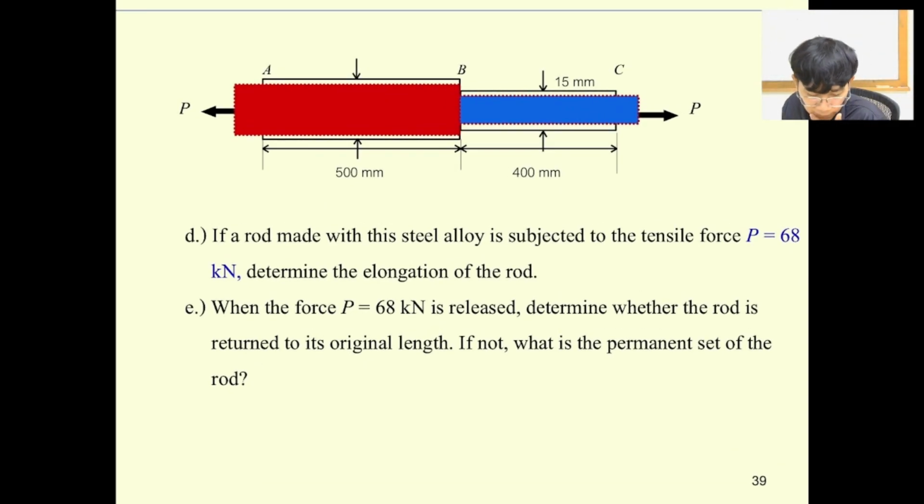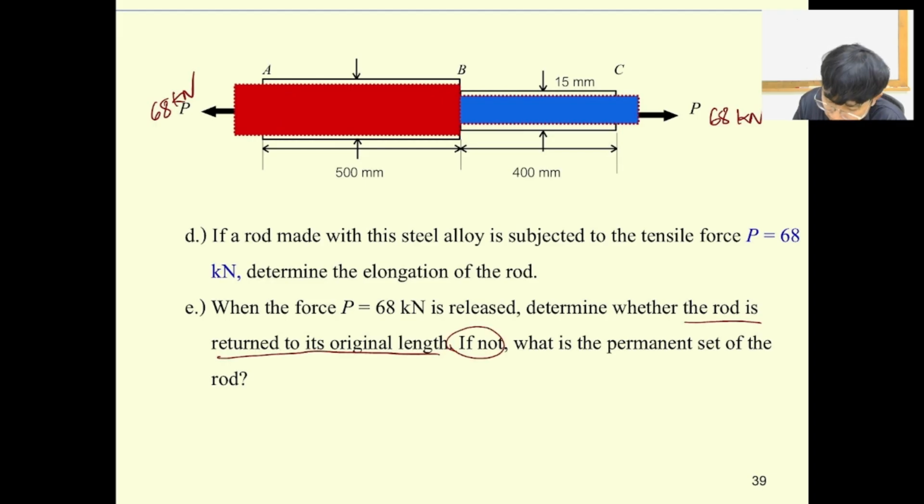Next is, what if we pull this steel alloy that's subject to 68 kilonewton? Okay, 68 kilonewton on both sides. And then they would like to determine whether the rod returns to its original length or not. What is the permanent set of the rod?